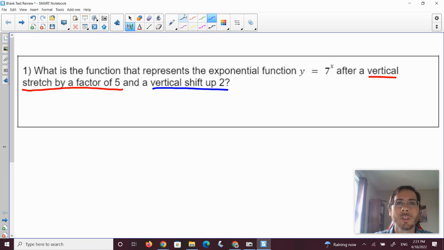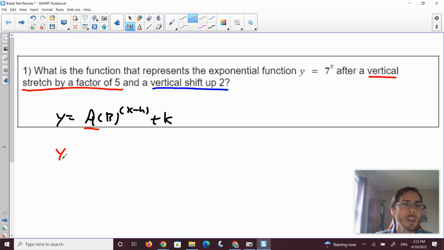Okay, so again, we're just thinking about this in terms of y equals a times b to the x minus h, plus k. So here we've got a vertical stretch by a factor of 5. That goes in for the a. B is going to be 7 because we already have 7 over here. So they already give us the 7, so we just have to remember we don't change that.